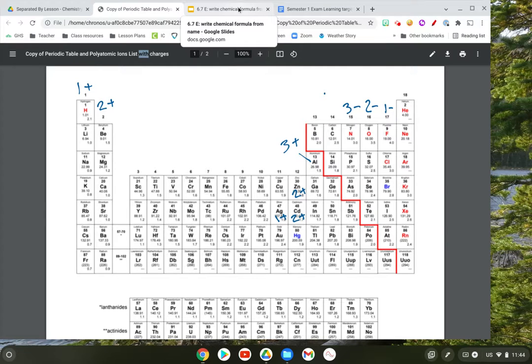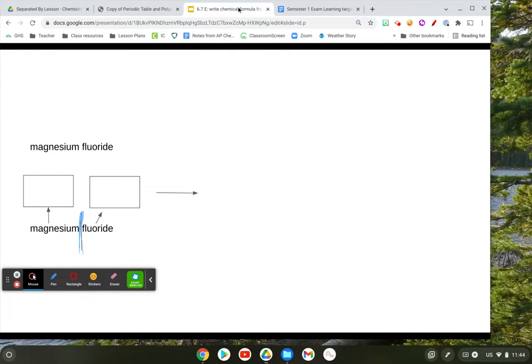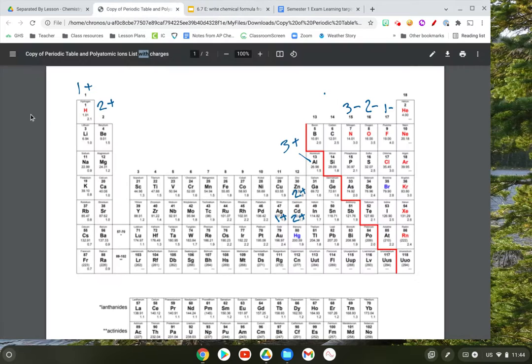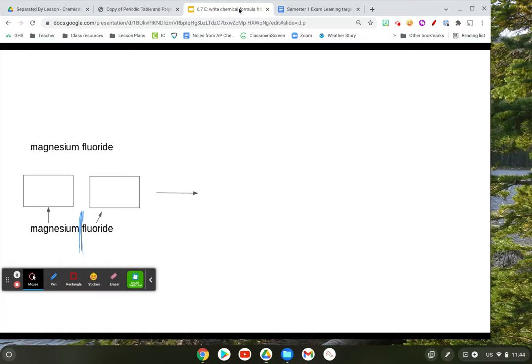So let's look back and see what we're looking for. We're looking for magnesium first. That first name for the ionic compounds is going to be somewhere on the left side here. So I scan through and I find magnesium. The symbol is Mg and 2+. So I'm going to write that down right above the word in my little box here.